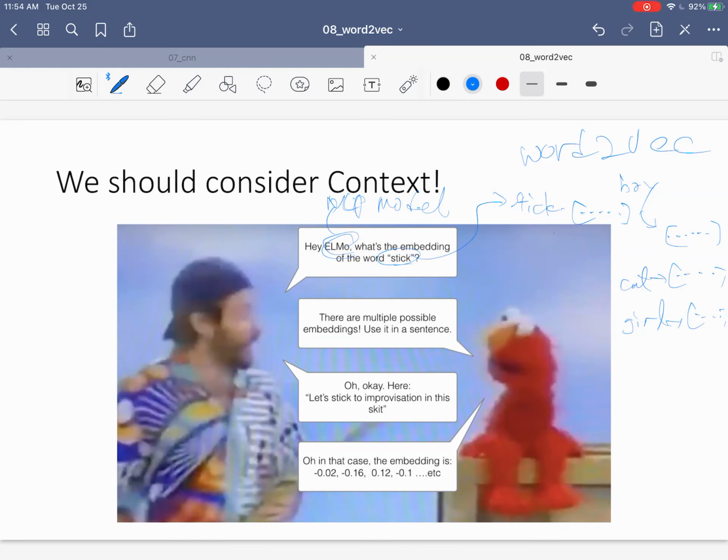But here, Elmo is a contextualized word embedding model, so instead of directly retrieving a fixed embedding of the word stick, it asks, there are multiple possible embeddings, so use it in a sentence, because stick can be used as an actual stick. Or you stick to something, like sticky, you know. So being attached to something.